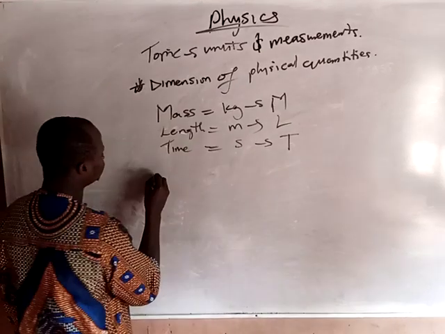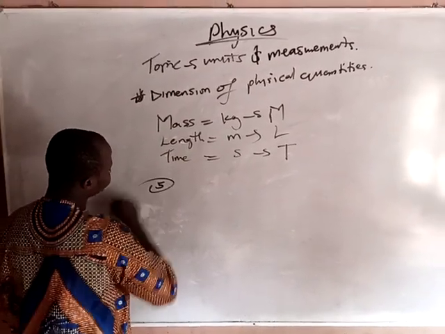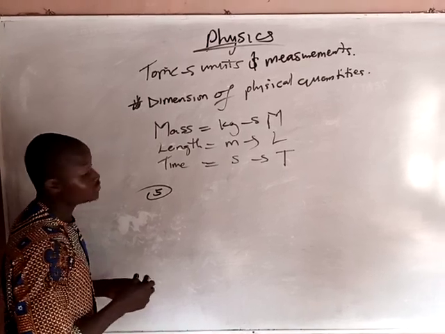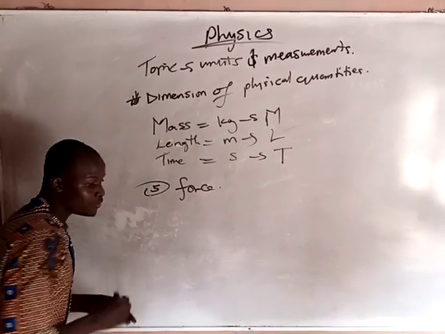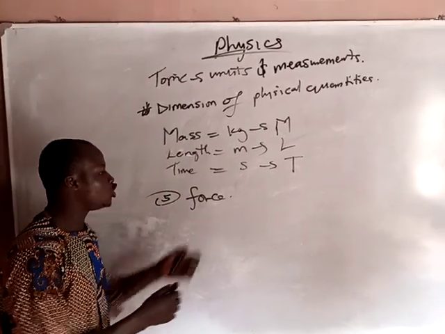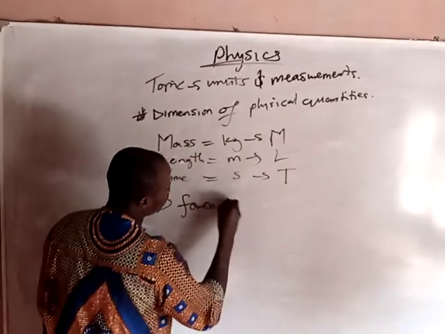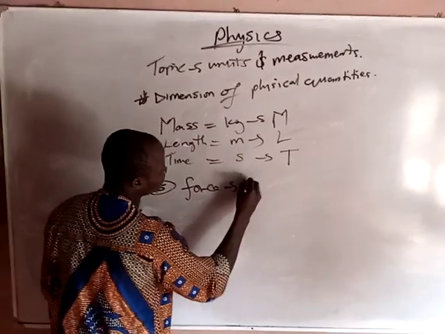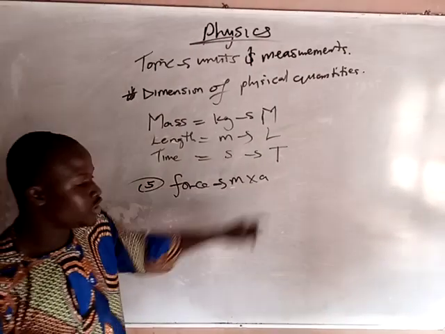Now let's continue. I think it's number 5 now, yes, if I'm not mistaken. We continue from force. Now, for you to know the dimension of force, I told us that we have to know the formula. What is the formula for force? The formula for force is mass times acceleration. Is that clear? Mass times acceleration.